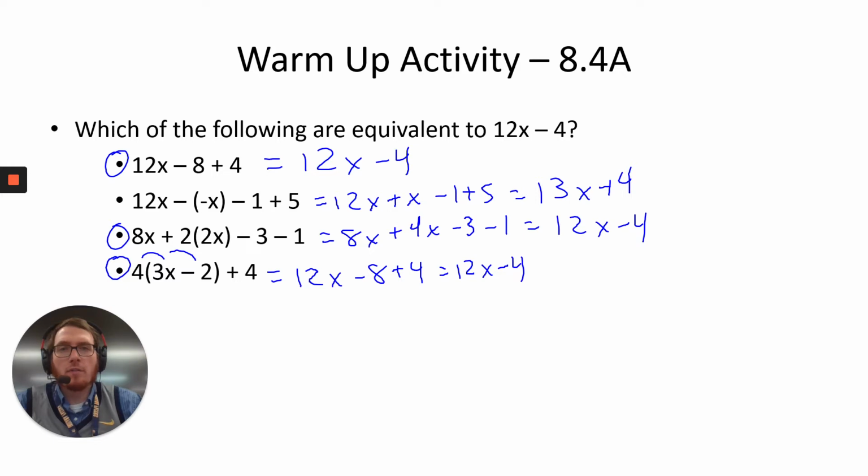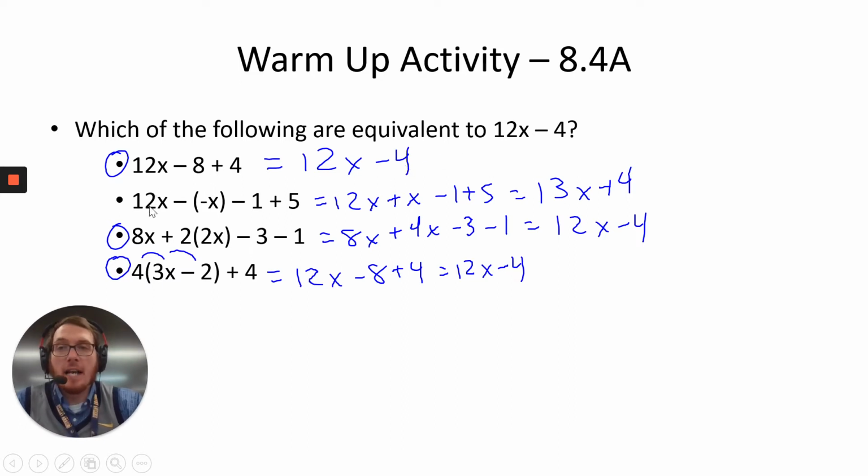This question says, which of the following are equivalent to 12x minus 4? And you're looking for all the answers, not just one answer. So it's just a matter of combining like terms. So for this first one, 12x is the same, but then minus 8 plus 4, so think of a negative 8 plus 4, that's minus 4, and so that would be the same, so that answer would be similar.